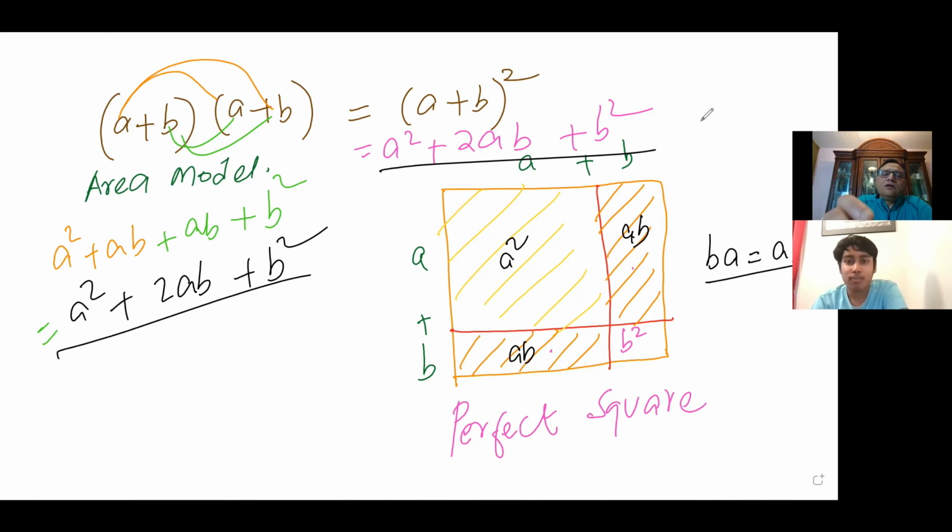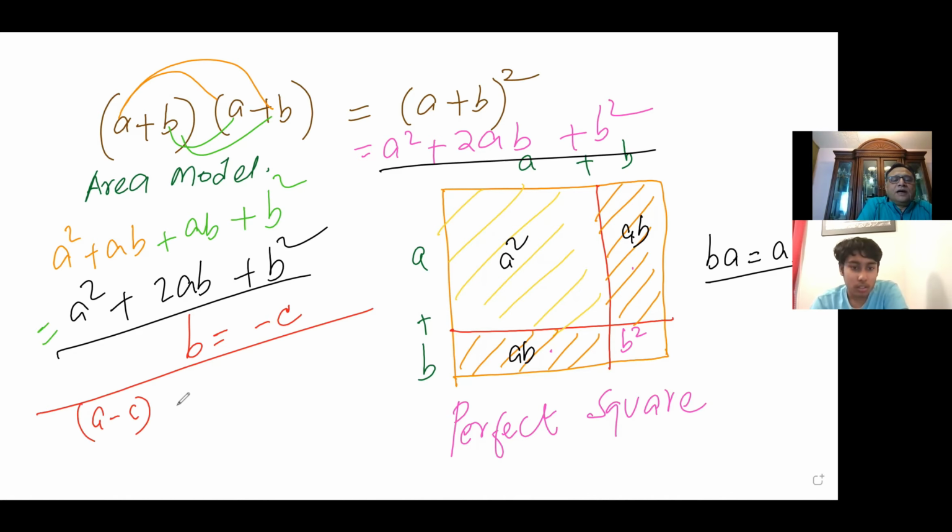Yes, sir. Now tell me, what is going to happen if I replace B with minus C? Then what happens in the whole formula? So the whole formula will be A minus C times A minus C, right? It should be equal to what? A square plus 2AB plus B square, and B is replaced with minus C. Do you see that? Yes, sir. And B is replaced with minus C whole square, correct?